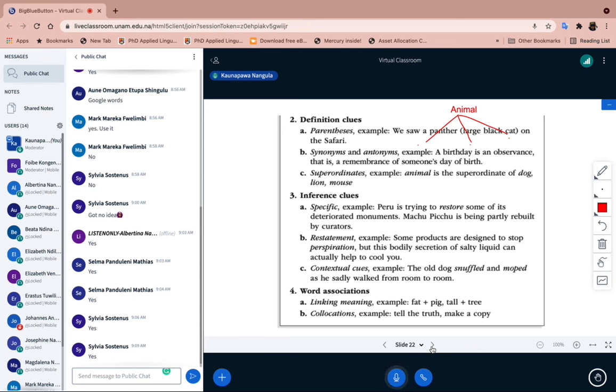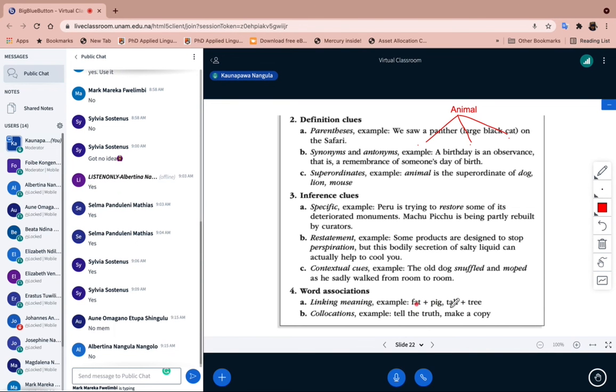All right. And do you have questions on those word formation strategies? Any questions? No questions. Okay. And then here, linking meaning. When somebody says fat pig, it always gives you an idea of what it means. You get an idea of how the words are connected and their meanings.